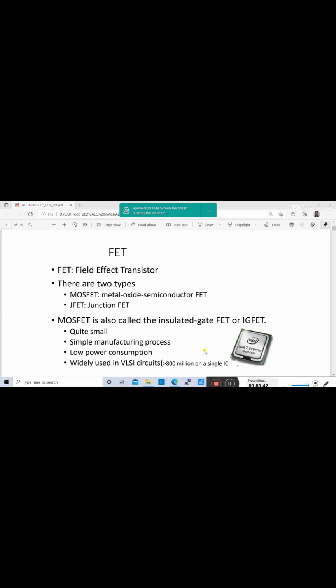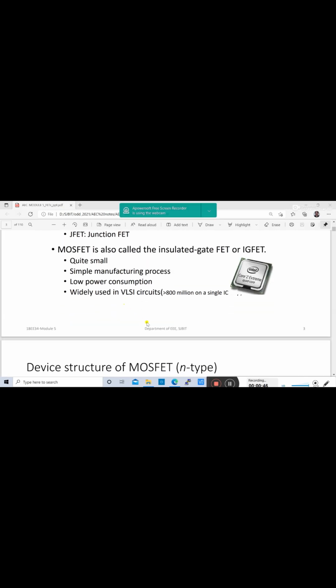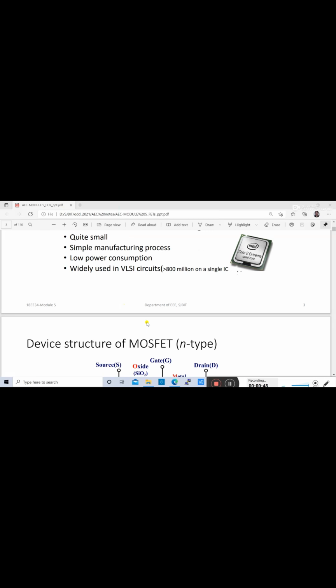It is compact in size, has simple manufacturing processes and low power consumption, and it is widely used in VLSI circuits. Defining the structure of a MOSFET, this is an N-type MOSFET wherein the source and drain are of N-type material, and a P-type semiconductor substrate. Always the substrate and the source and drain should be of opposite type materials.